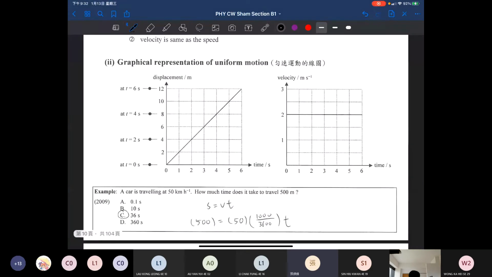For the graphical representation of uniform motion, the displacement-time graph would be a straight line, and the velocity-time graph would be a flat line.